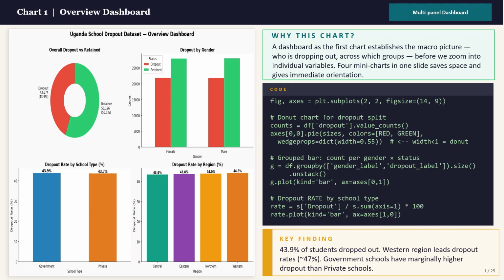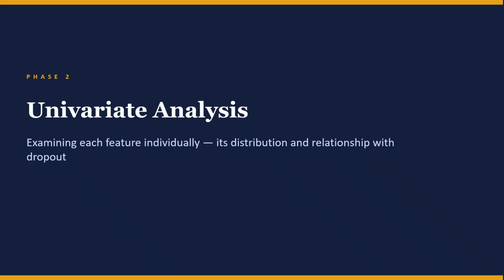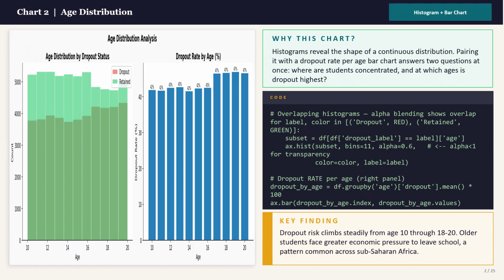The key finding was that 43.9% of students dropped out. The Western region leads dropout rates at approximately 47%. Government schools have a marginally higher dropout rate than private schools. We'll also have a look at the univariate analysis, where we'll be examining each feature individually, its distribution, and the relationship it has with dropouts.